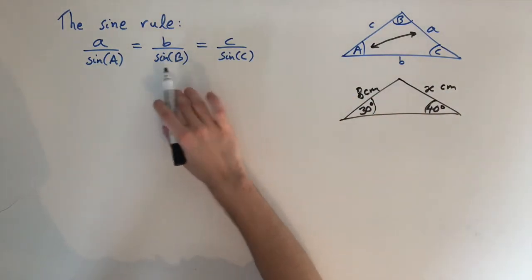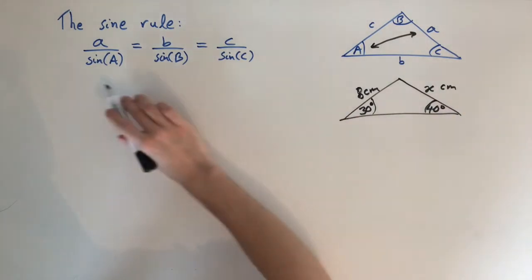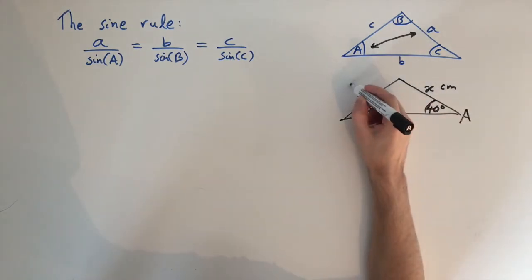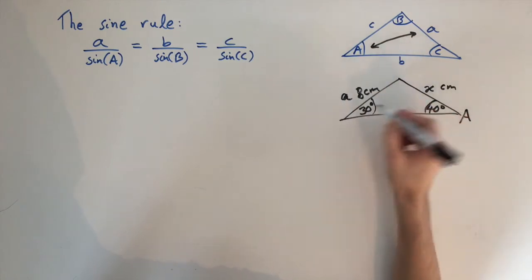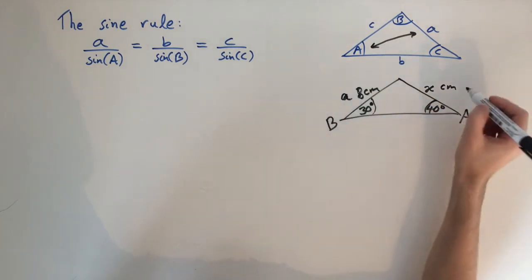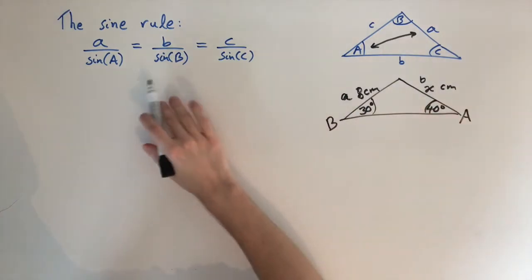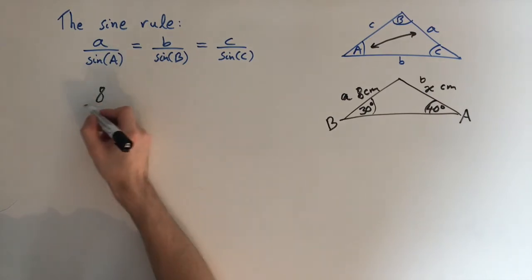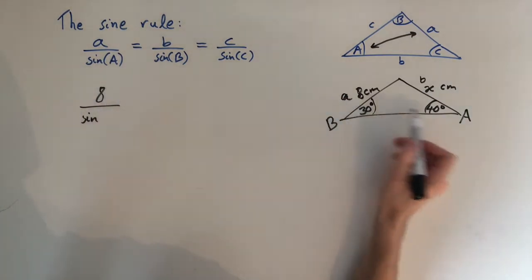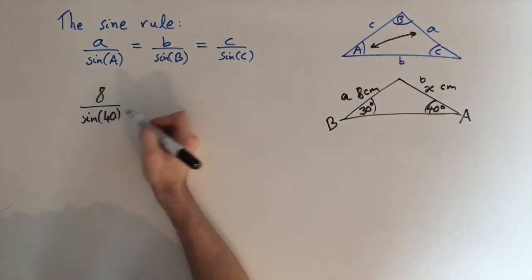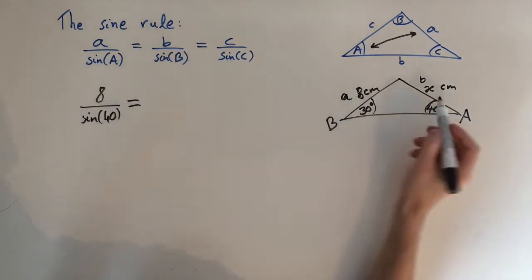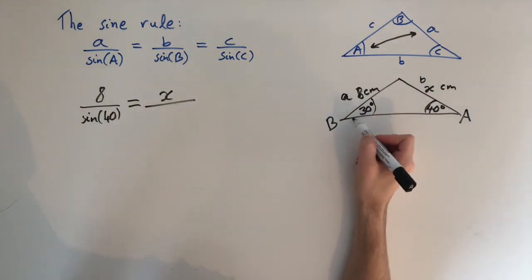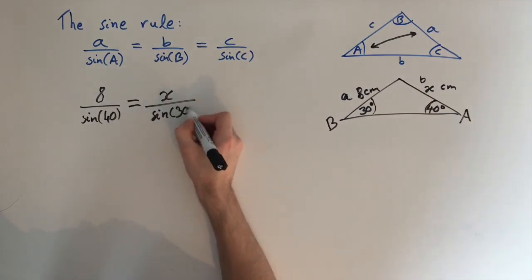So let's just use this formula. I'm just going to write the letters here so you can see how we're going to use this. I'm going to write capital A here for this angle, and then this length is little a, and then if I call this angle capital B, then this length is little b. So I'm going to use this formula with these letters. Little a is 8, so this is 8 divided by sine of capital A, which is 40 degrees. And then by this formula, it's equal to the ratio of little b, which is x, divided by sine of capital B, which is sine of 30.